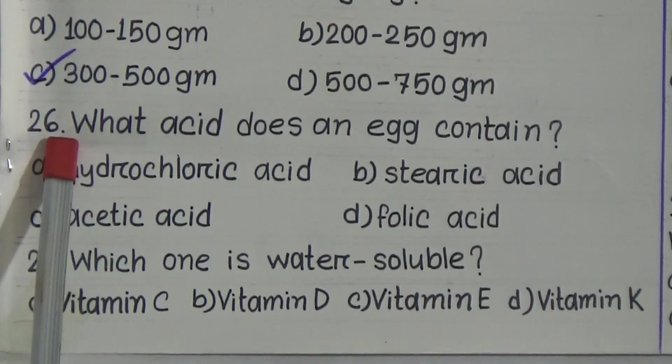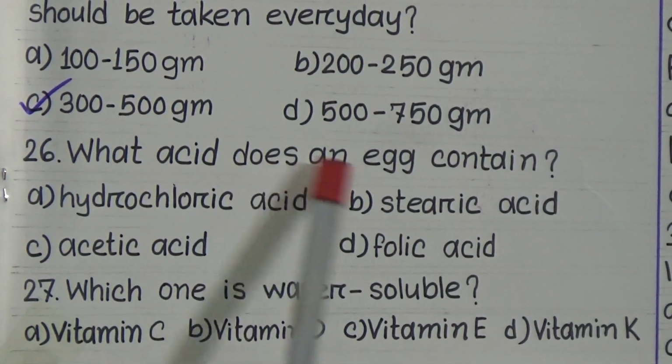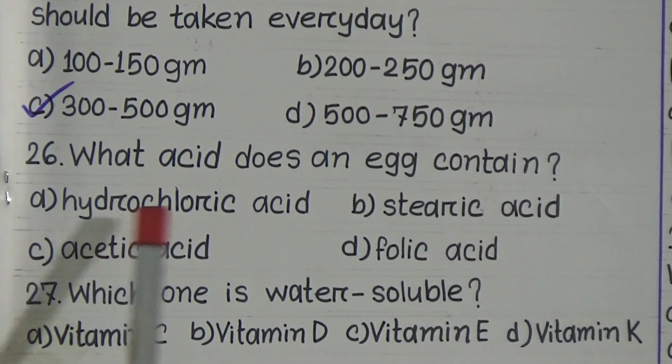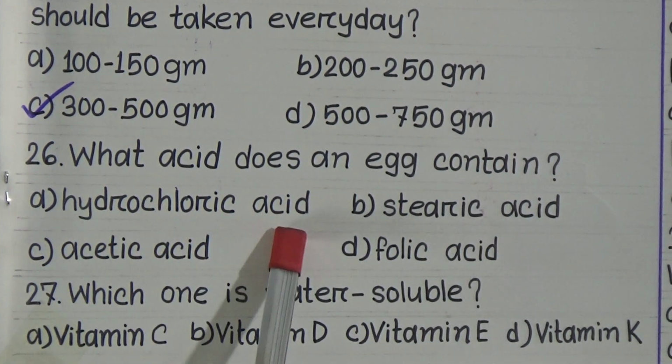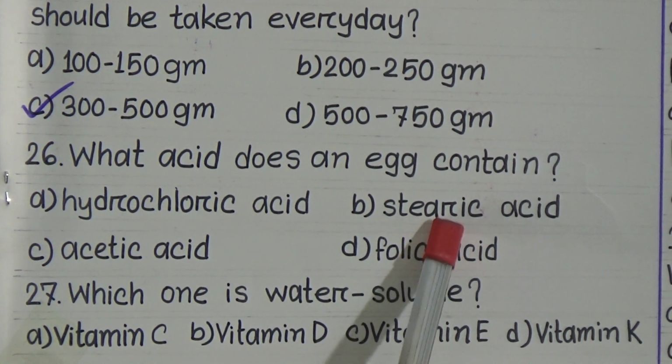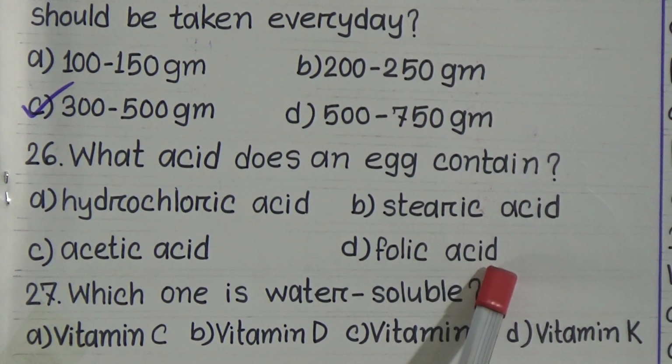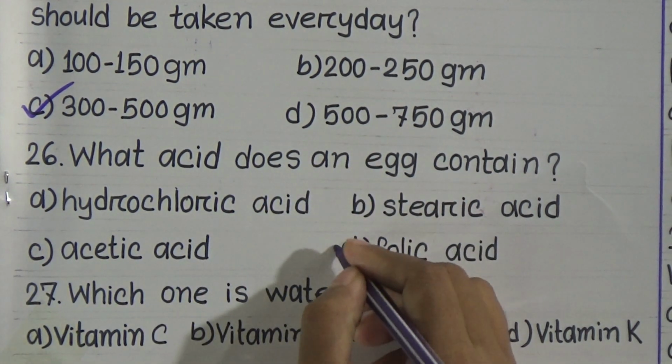Question number 26. Which acid does an egg contain? Our options are hydrochloric acid, stearic acid, acetic acid, folic acid. Our answer will be option D, folic acid.